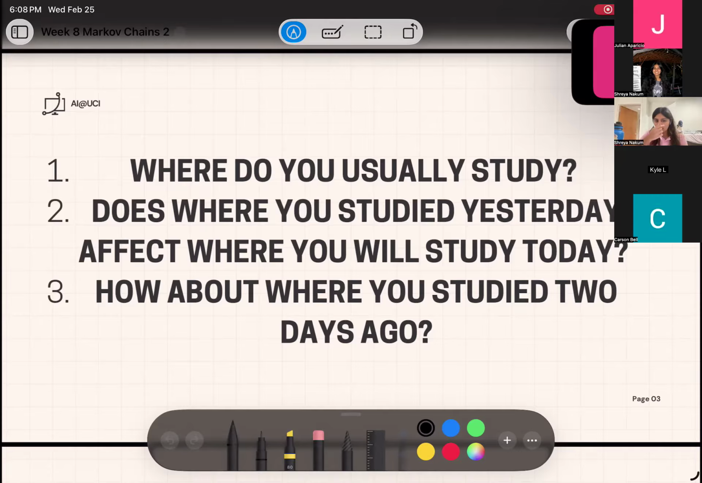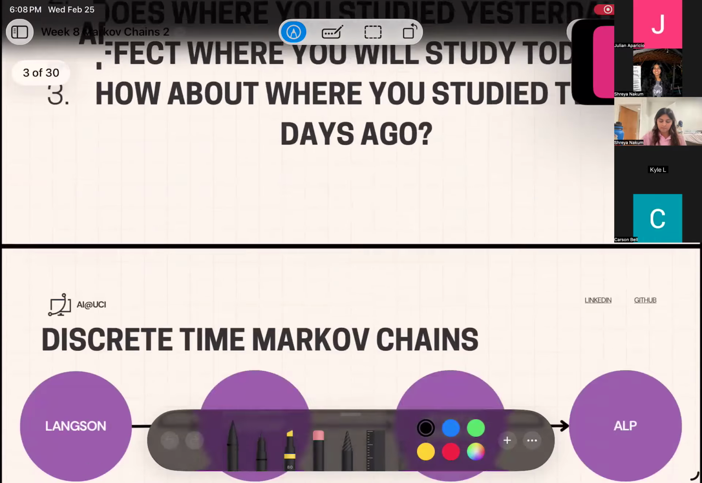And then the last thing is, how about the place where you studied 2 days ago? Let's say that on Monday you studied at Langston Library. Is that gonna matter where you study today? If it did, a lot less. Yeah, it matters a lot less. And this is gonna be the crux of the Markov property when it comes to Markov chains. Let me go to the next slide.